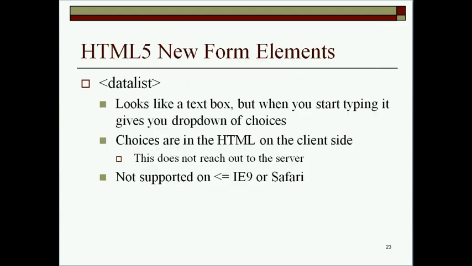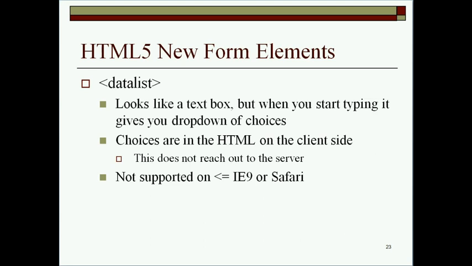In HTML5, you have some new form elements that appeared with the version 5. That is the data list. It looks like a text box, but when you start typing, it gives you a drop down of choices. Choices are in the HTML on the client side. This does not reach out to the server.